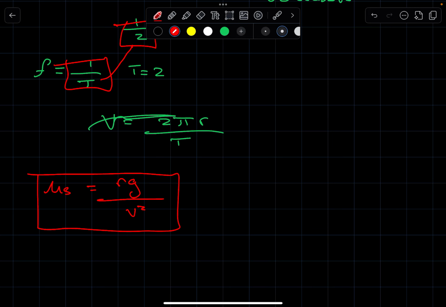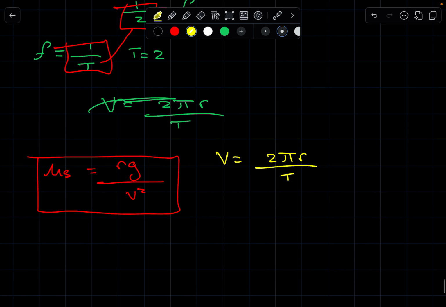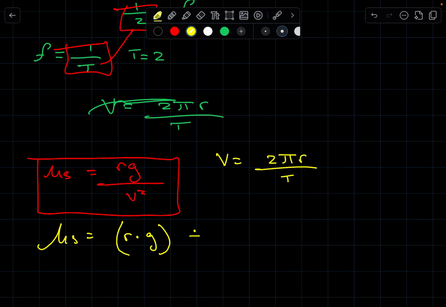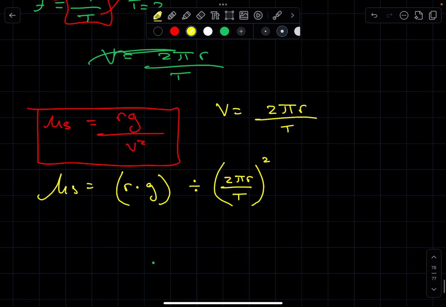Let's solve for v, right? v equals 2 pi r over T. In this case, it's all going to be squared, right? So let's take mu s equals radius times g. Actually, let's add a division symbol here, divided by 2 pi r over T squared.